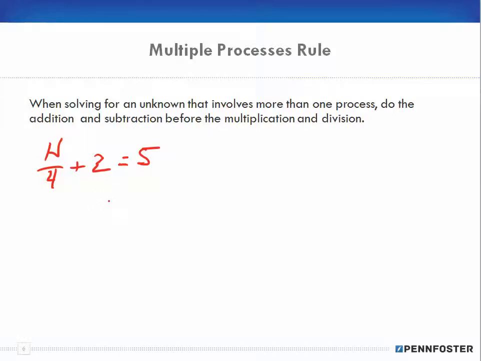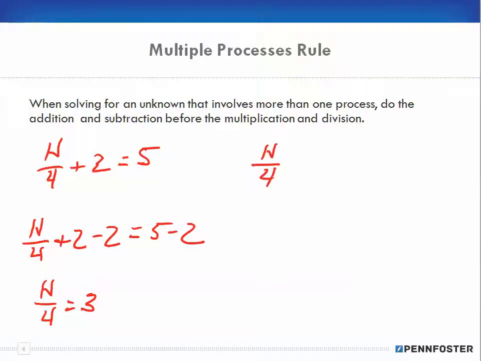We added and subtracted. So h over 4 plus 2 minus 2 is equal to 5 minus 2. Whatever I do on one side of the equal sign, I have to do on the other side. Well, a plus 2 and a minus 2 is 0, so I'm left with h over 4 is equal to 5 minus 2, which is 3.